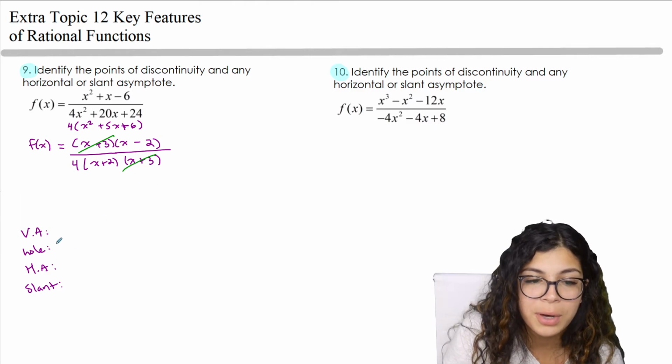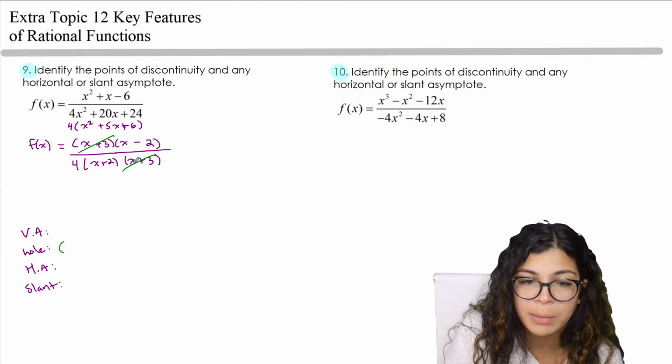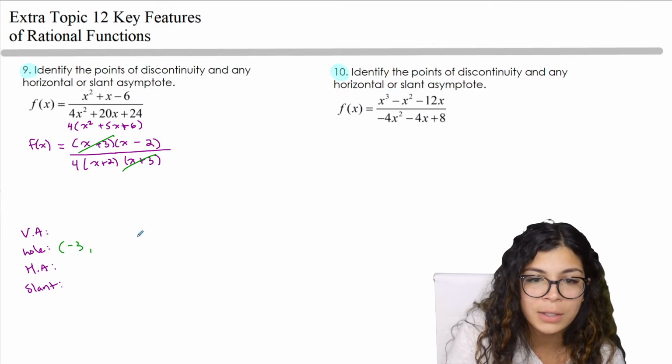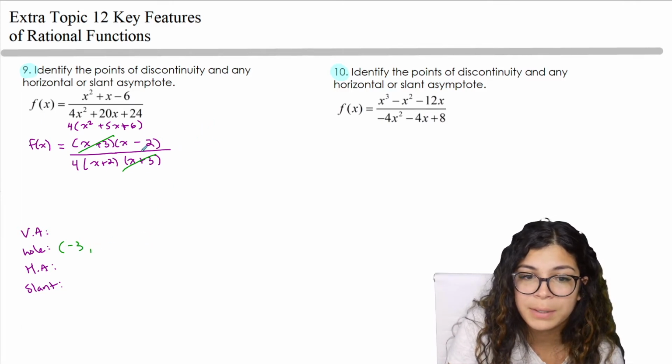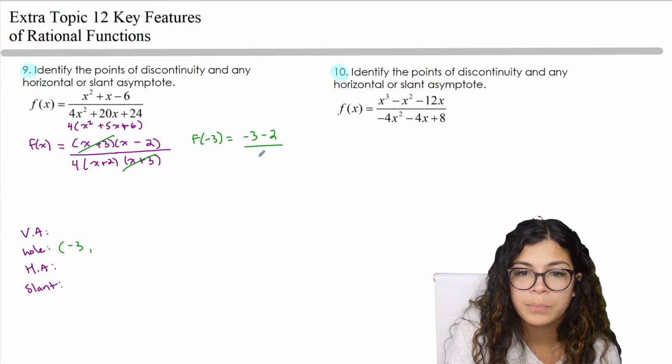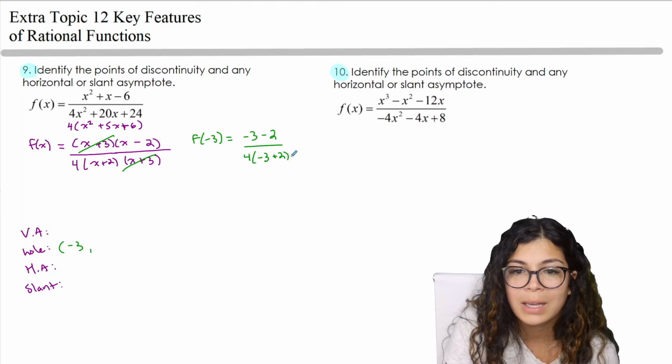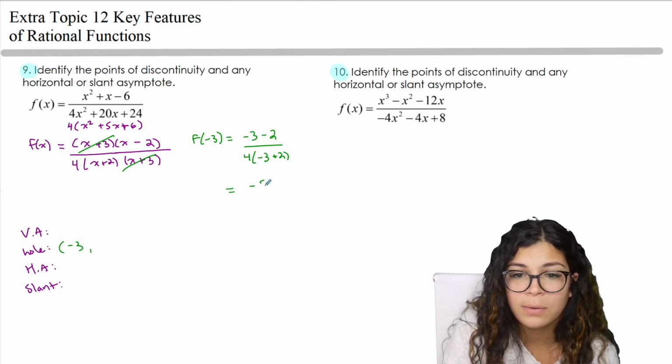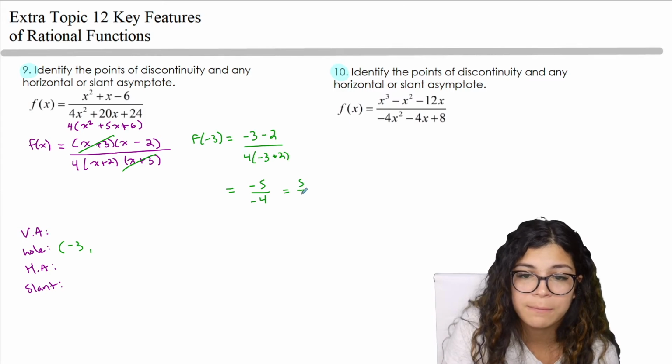So that means I do have a hole at the x value that would make this a 0, which is -3. Now we have to find that y value. Remember, you want to use the simplified version. f of -3 equals -3 minus 2 over 4 times -3 plus 2. -3 minus 2 is -5. -3 plus 2 is -1. -1 times 4 would be -4. A negative divided by a negative is a positive, so we get 5/4.